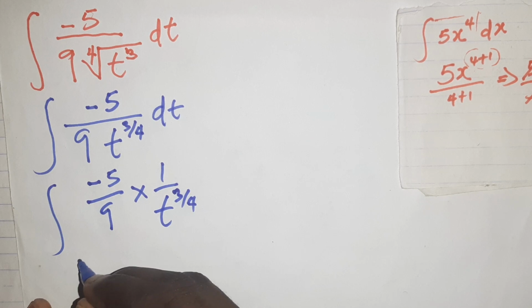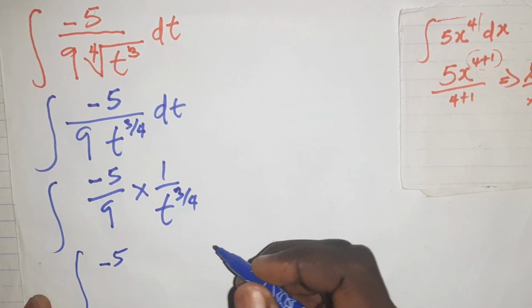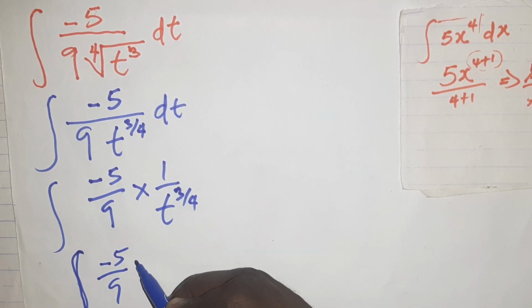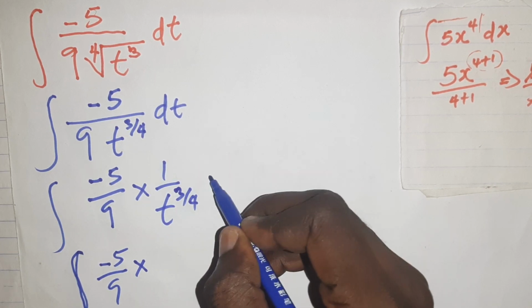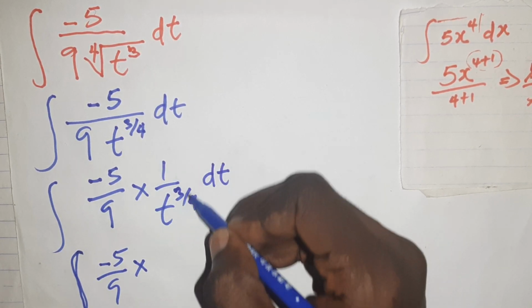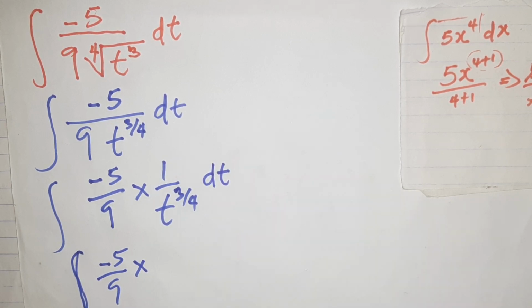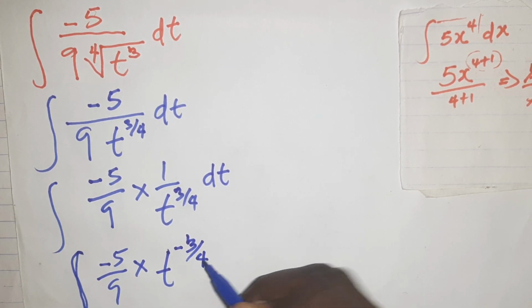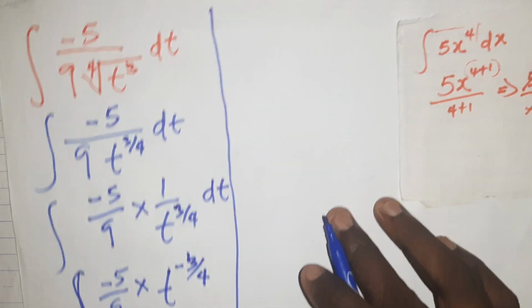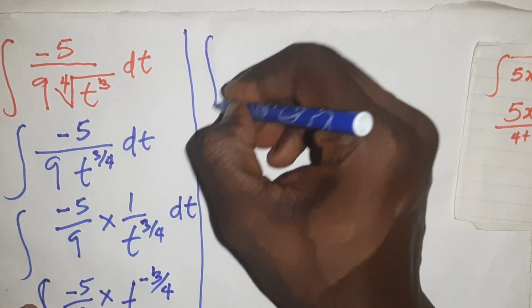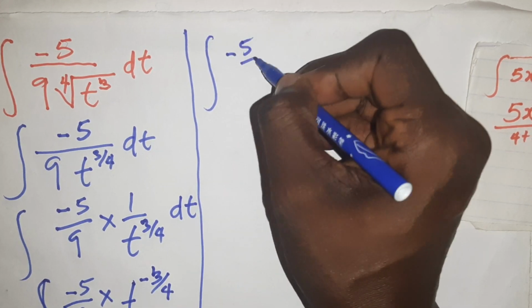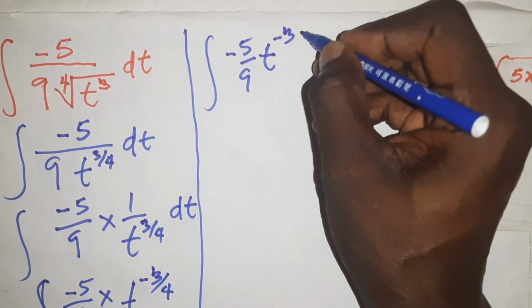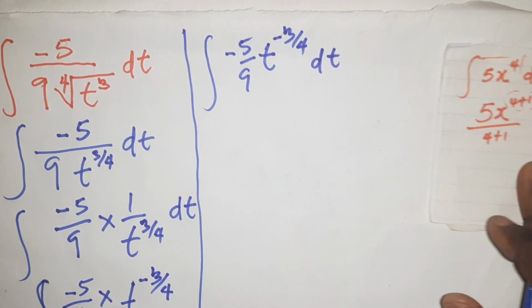So we now have the integral of minus 5 over 9 times, reverse this one back, with respect to t again. Then reverse this one back to a negative fractional index, still from the law of indices. So we now have t raised to the power minus 3 over 4. So we then have the integral of minus 5 over 9 t raised to the power minus 3 over 4 with respect to t. So this is what we have.